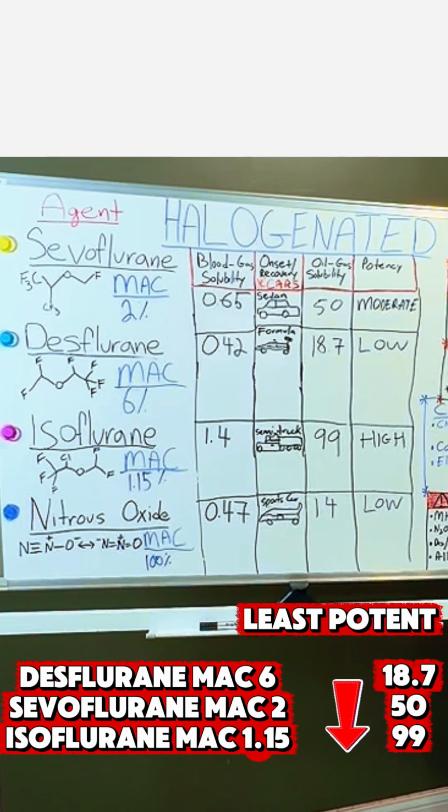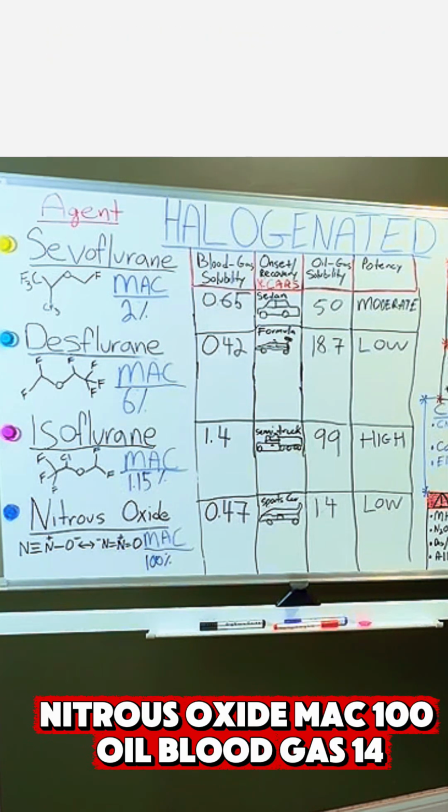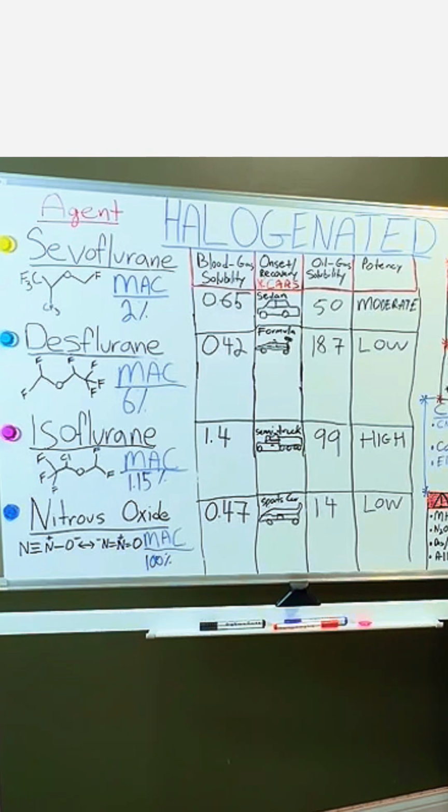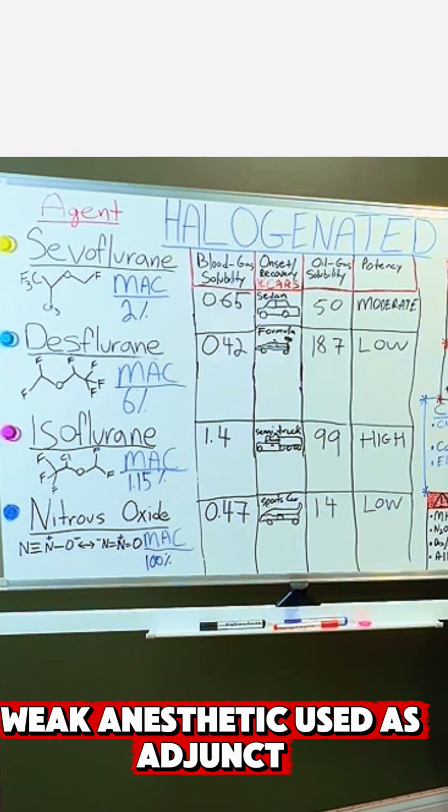And then nitrous oxide has a very low oil gas solubility, as we can see right here, with a MAC greater than 100%. And with these numbers, it makes it a very weak anesthetic. Which means that, like we said earlier, it cannot be used alone for general anesthesia. You kind of use it as an adjunct.